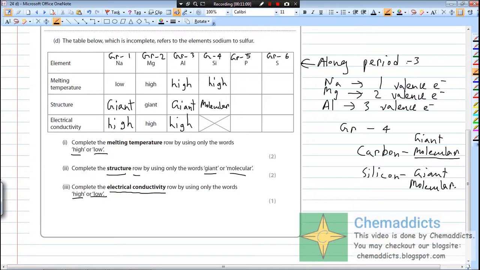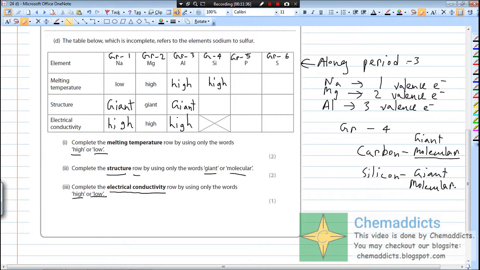So now, let us move on to the next group. So the next group is group 5, which is phosphorus. So phosphorus has low melting temperature. Since it is non-metal, non-metal always have a low melting temperature. Did I make any mistake? Yeah, wait a minute.